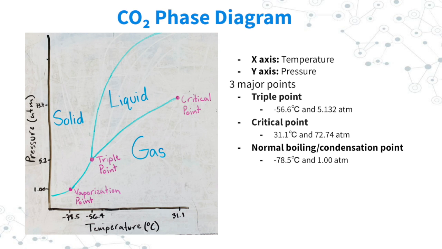This is a phase diagram for CO2, carbon dioxide. It has 4 phases, 3 of which are named here. There is a solid region, liquid region, gas region, and the supercritical region. There are 3 major points on this graph: the vaporization and condensation point, which is at negative 78.5 degrees Celsius and 1 atm, the triple point, which is at negative 56.6 degrees Celsius and 5.132 atm, and the critical point, which is at 31.1 degrees Celsius and 72.74 atm.